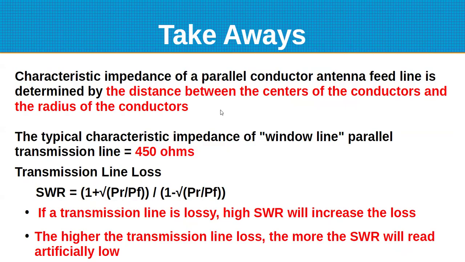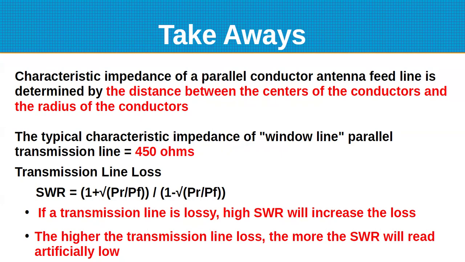So remember, the characteristic impedance is determined by the distance between the centers of the conductors and the radius of the conductors for a parallel line. There's not a question about the coax, but it's the distance between the center conductor and the inside of the shield. Window line is typically 450 ohms.